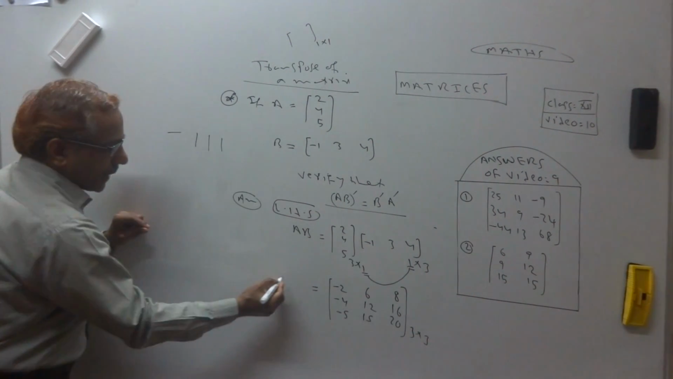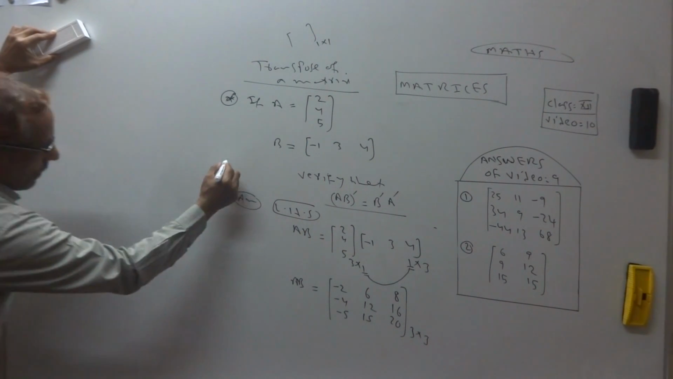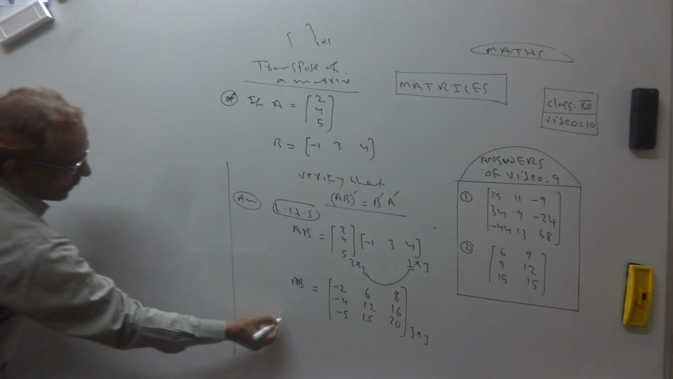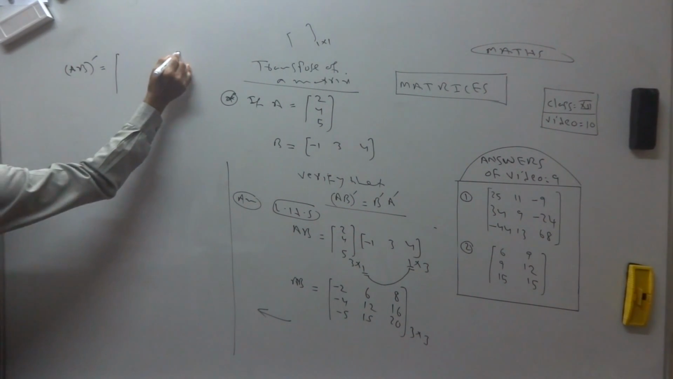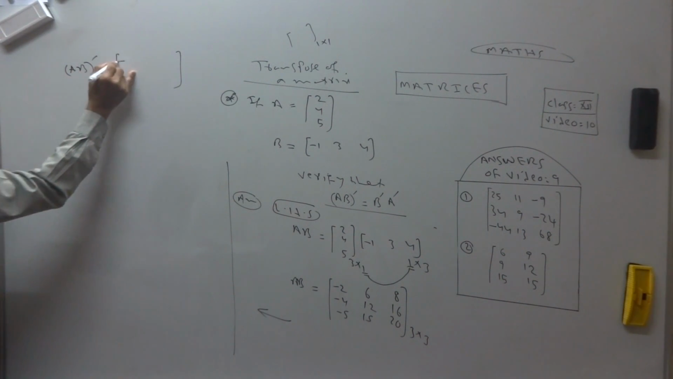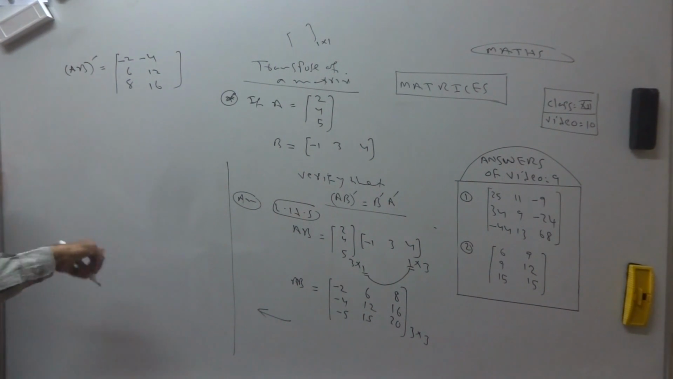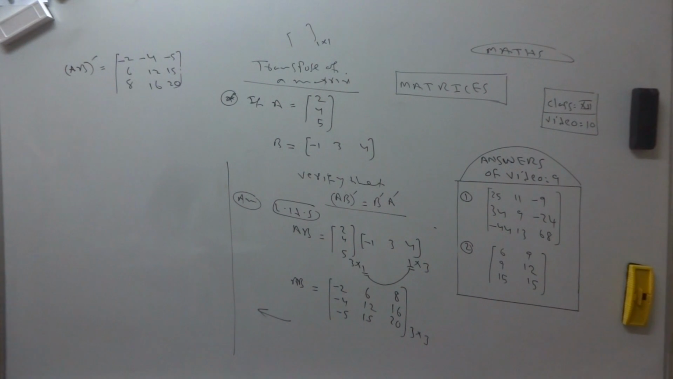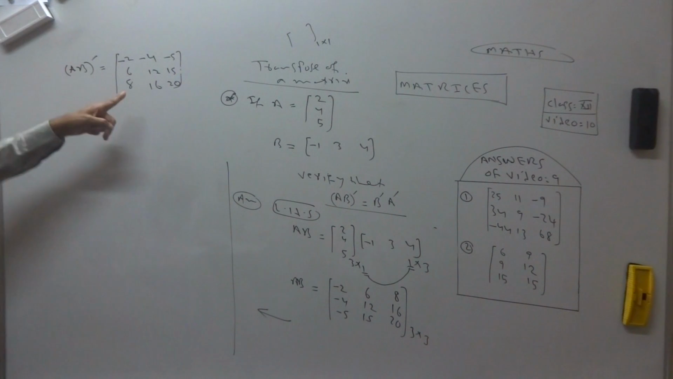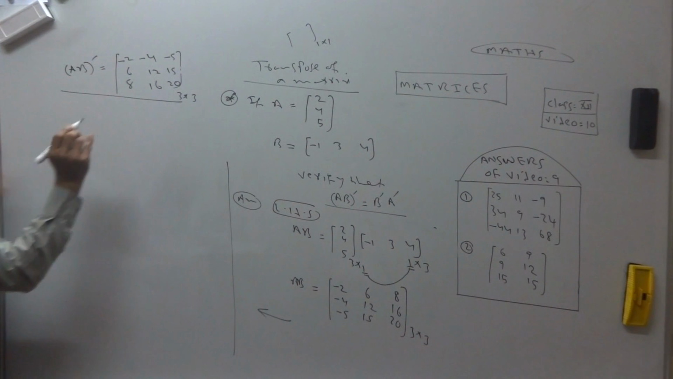See, this is AB. What is AB transpose? Continue here. This is AB. So AB transpose is what? First row we write first column. Second row we write second column. Third row we write third column. Yes, correct. Third row we write third column, 5, 15, 20. This is LHS. 3 by 3. We stop. Now RHS.